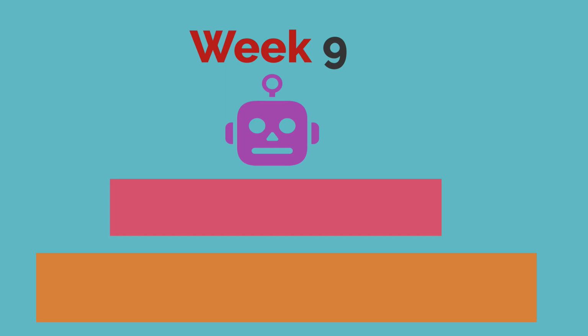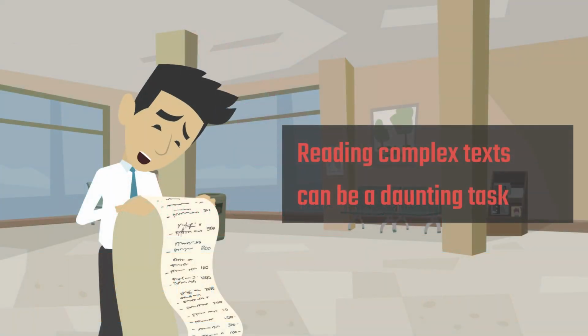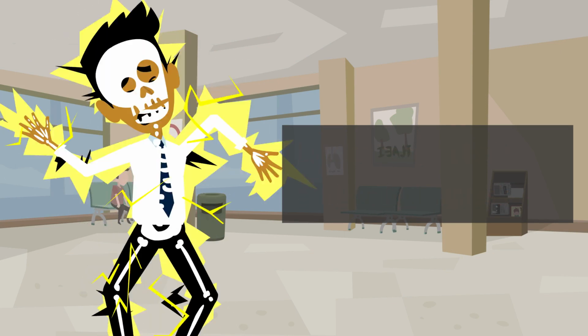Week 9 of our Reading and Comprehension Skills series. We will be discussing Topic 2, Techniques for Understanding Complex Texts. As we all know, reading complex texts can be a daunting task, but with the right techniques, we can enhance our understanding and comprehension. So, let's dive in.